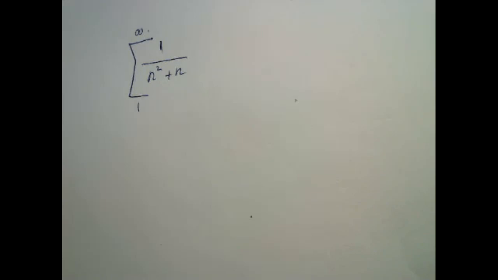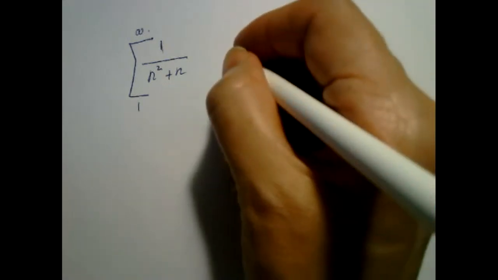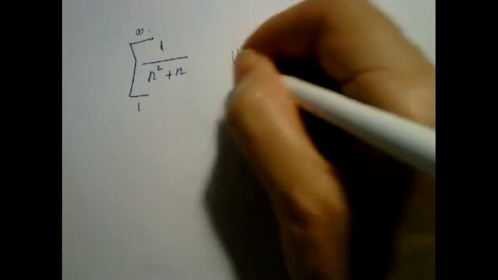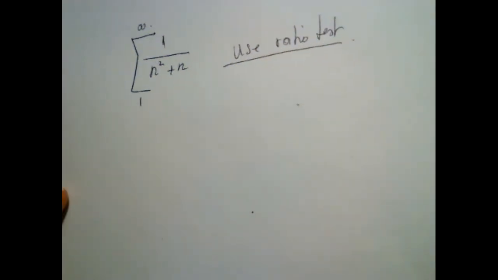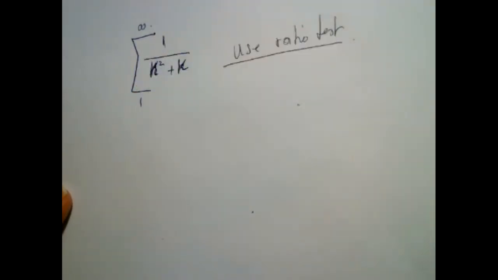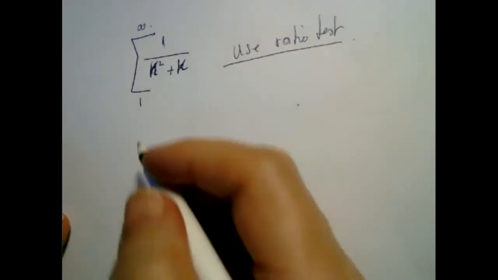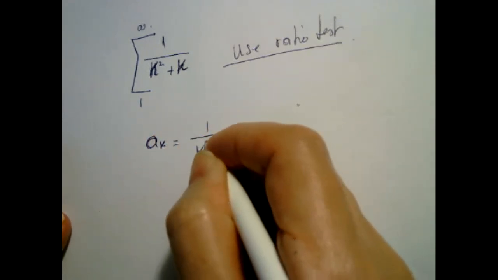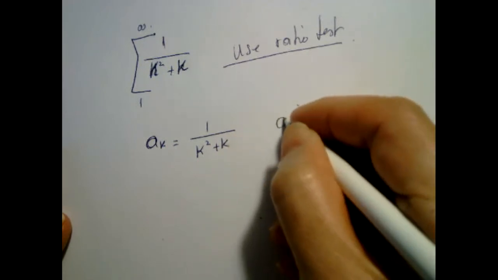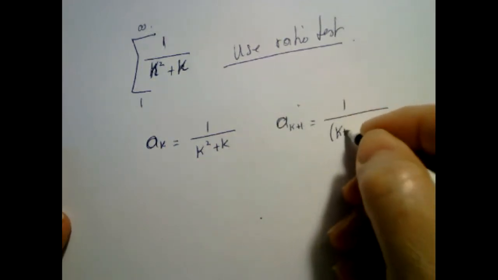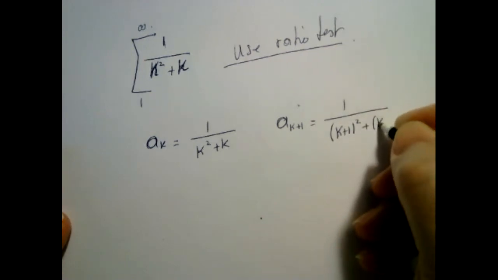Let us say, for the sake of argument, let us use the ratio test and see what happens. So we're going to use the ratio test. Now let's see what happens in this scenario. I always write n because I cannot get over this habit easily. k squared plus k. All right, so in the ratio test, my a_k is 1 over k squared plus k, and a_k plus 1 is 1 over the quantity k plus 1 squared plus k plus 1.